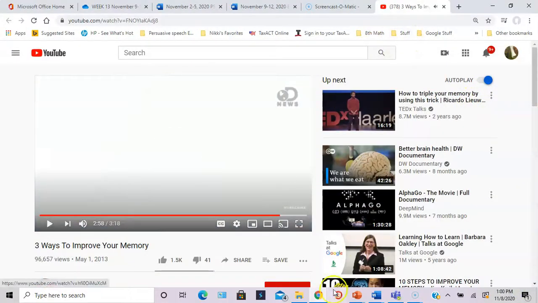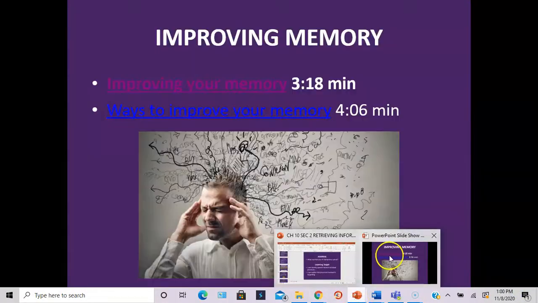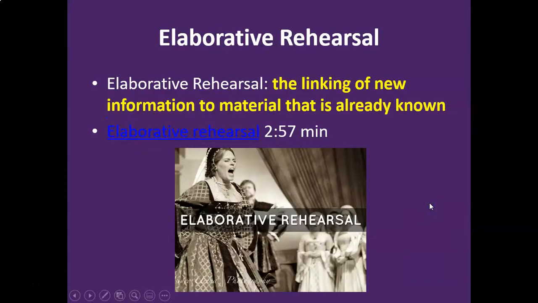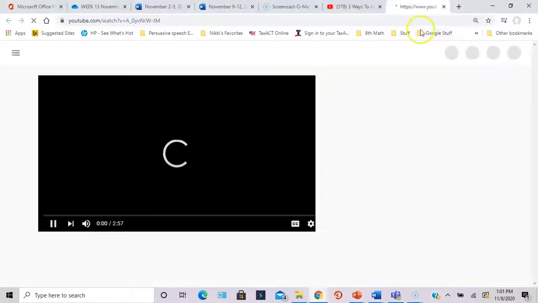So those are some tricks that you can do to help improve your memory. All right, elaborative rehearsal. This is a linking of new information to material that is already known. So scaffolding, building and building and building, to the point where you have mastered that skill or content.